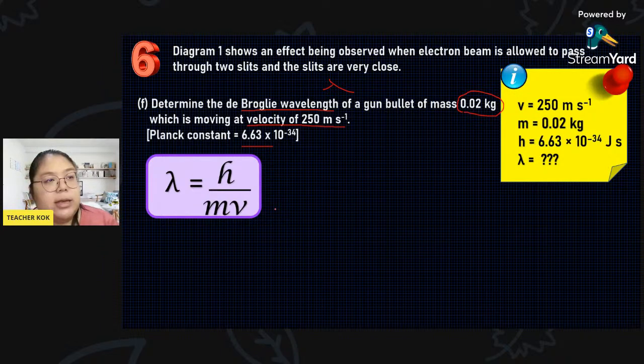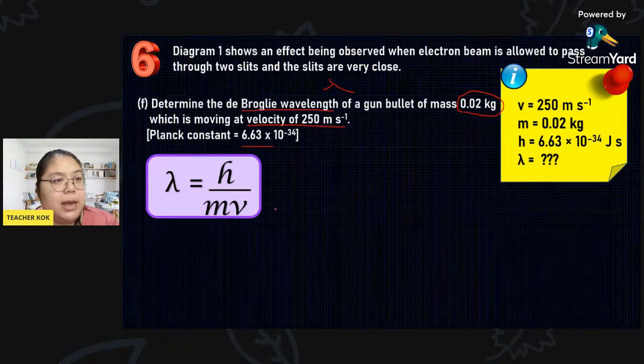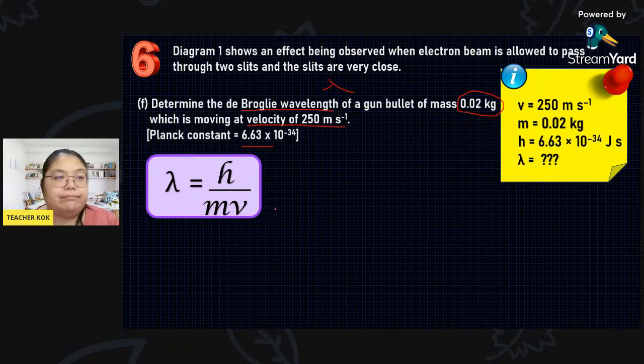Okay, just now, students, you can see the Telegram link has already come out, right? That one is today's Google form. Today is a Google form that will give you some exercises about the calculations. So can anyone give me the answer for lambda?